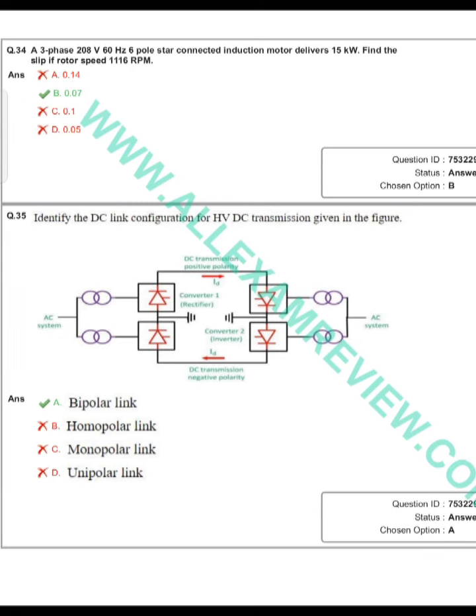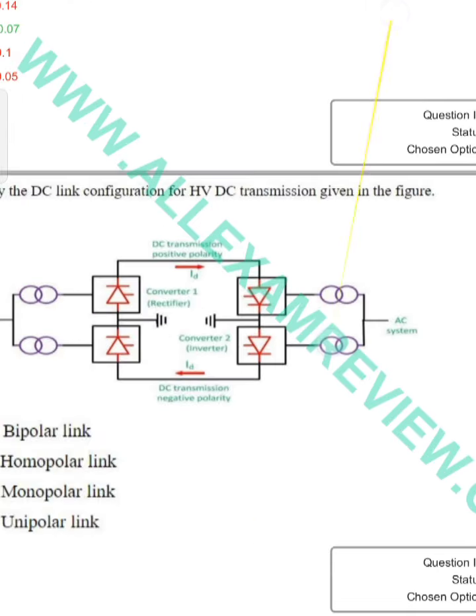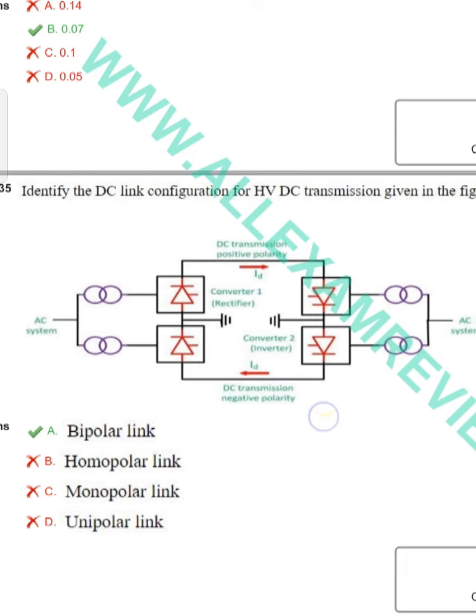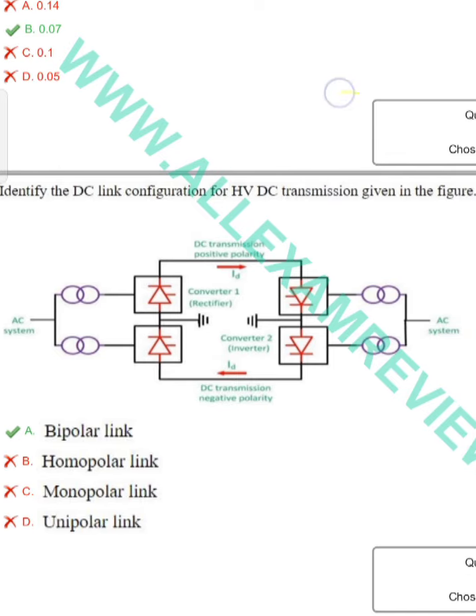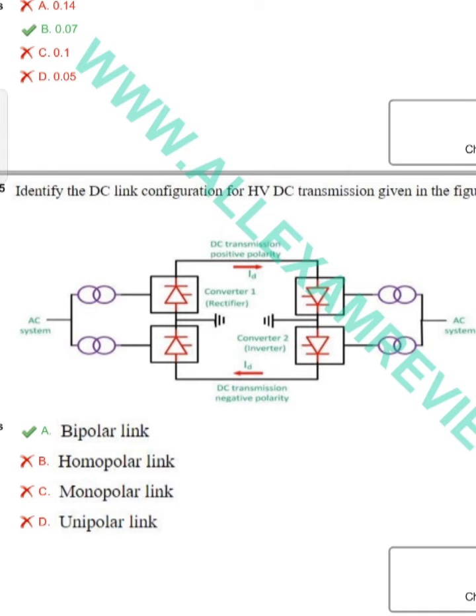It's numerical. What should be the given? Frequency, voltage, 6 pole starter connected, 20% flow. Find the slip. It's a simple formula.